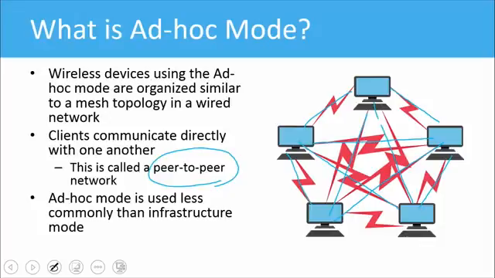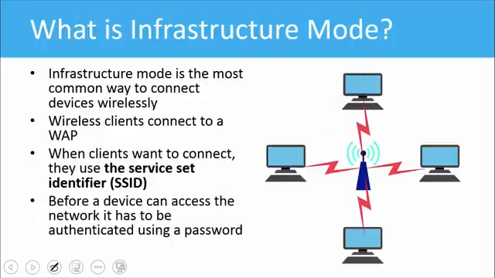And this is probably the one that you're using right now, even in your house. You could also use it at work or even at school. Infrastructure mode is the most common way to connect wirelessly. Like we've been talking about this entire time, your device is going to connect to a wireless access point, which is then connected to a cable that trails off to a switch and off into a router.